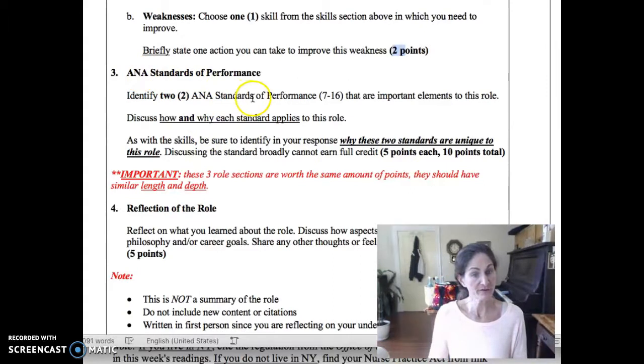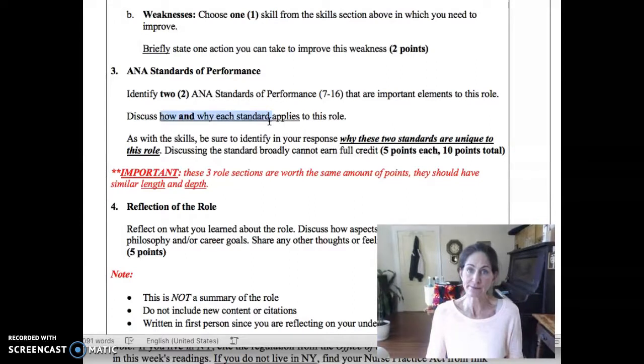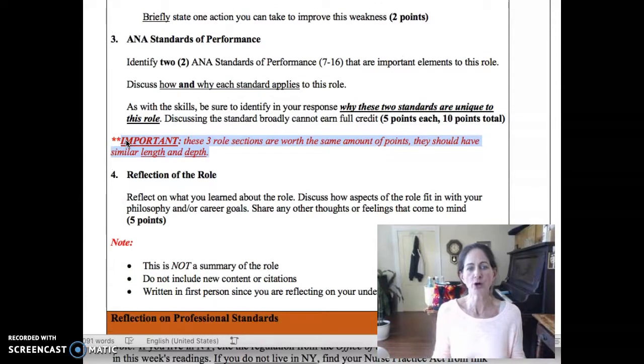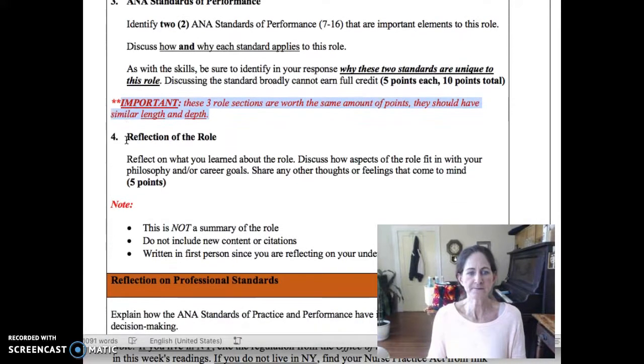ANA standards of performance. Which 2 standards apply to that role? So write about it. How does it apply and why? Okay, sometimes giving an example will help me see that connection. And this I put here to try to help students understand that these 3 role sections are all worth the same 10 points, same amount of points. So they should all be similar length, depth, okay?